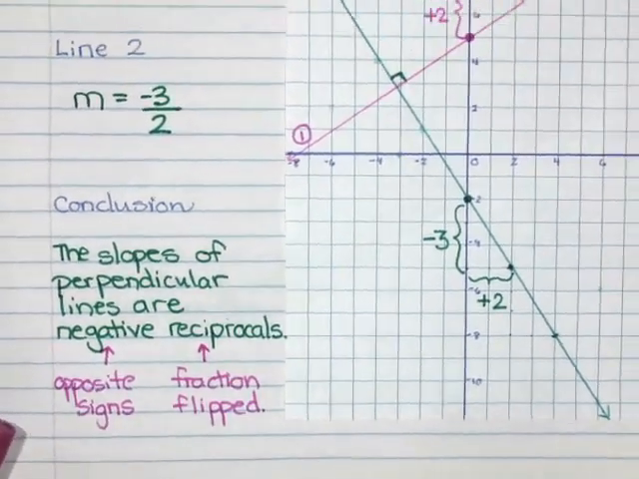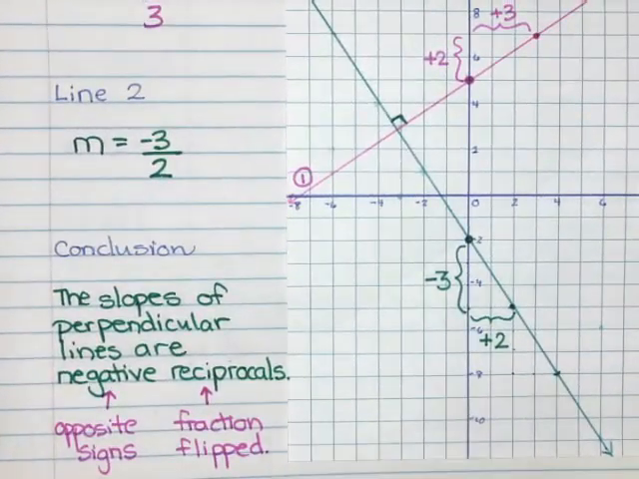So we will take a look on our next part at some different slopes and what they would look like if they were parallel or perpendicular.